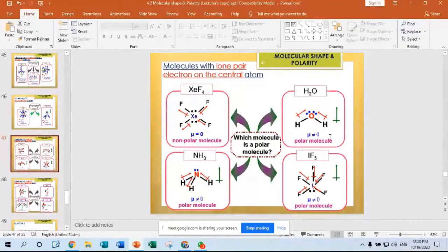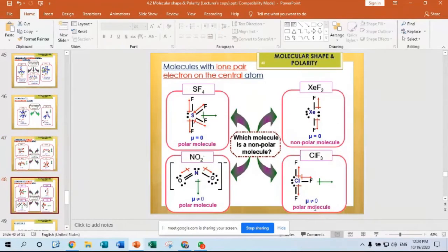Ni semua tak simetri. Dipole moment ke atas, dipole moment ke atas. Yang hijau ni lah resultant dipole moment. Semua mu not equal to 0, polar. Ni pun sama. Semua pun polar. Kecuali ni. Kecuali ni. Mengapa?